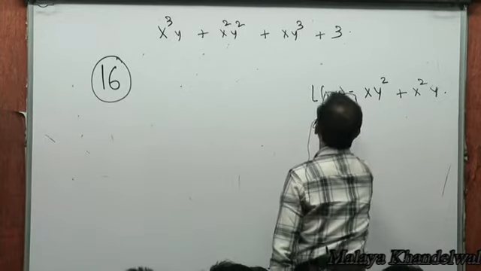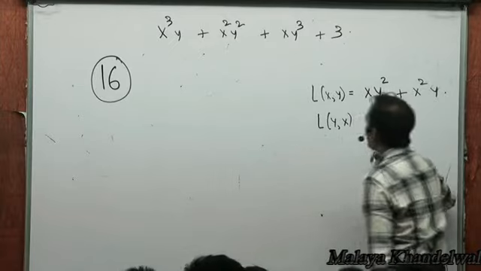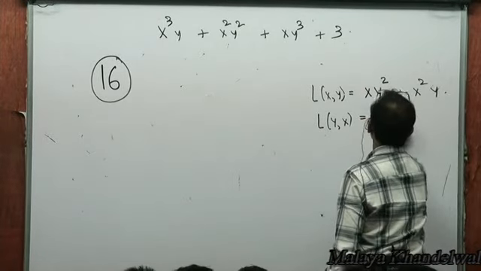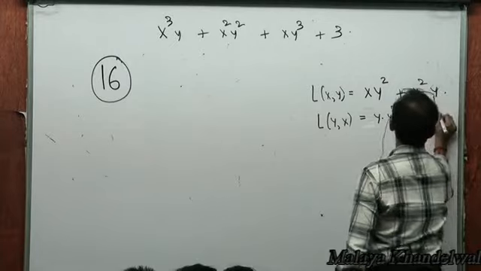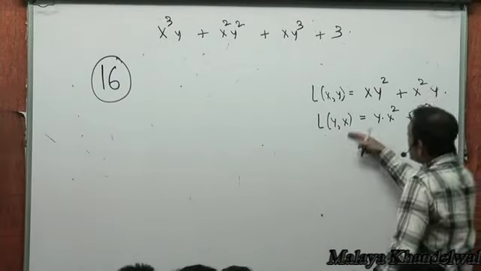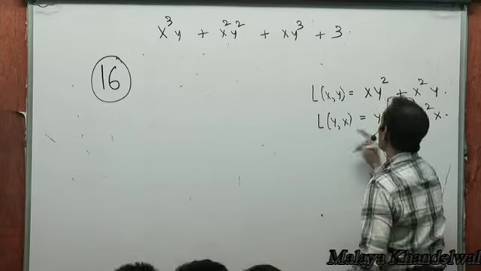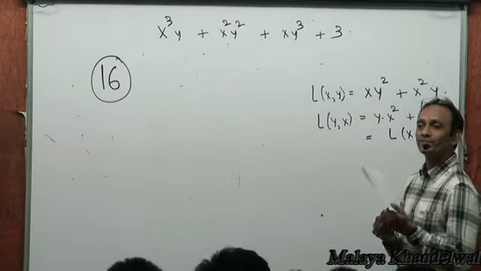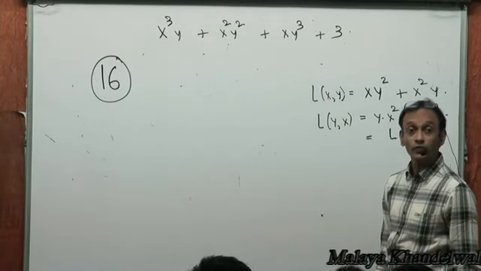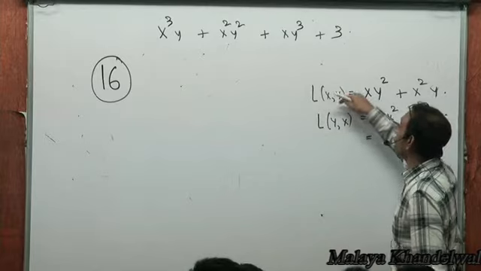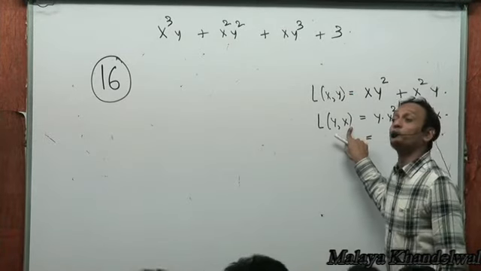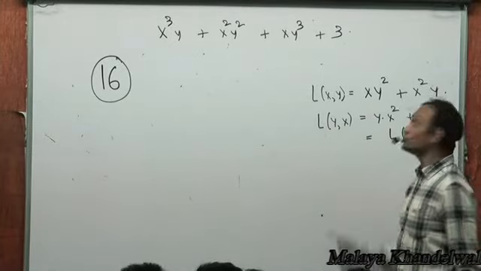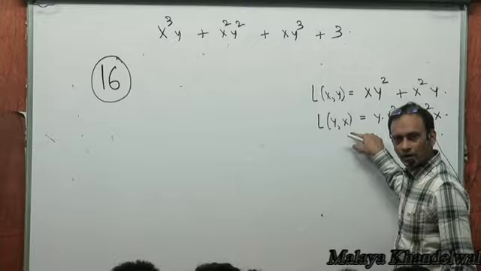Now, what is L of y comma x? L of y comma x means replace x by y and y by x. So if you replace x by y and y by x, you get this. Now this is a special polynomial because L of y, x turns out to be the same as L of x, y. So if a polynomial is such that L of x, y is the same as L of y, x, then that polynomial is called a symmetric polynomial. So this one, for example, is a symmetric polynomial. Got me?